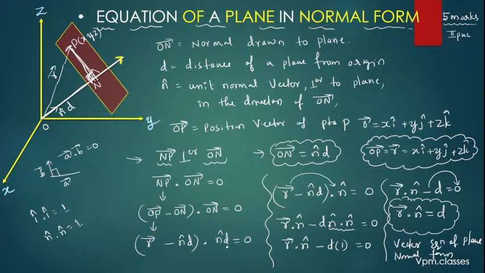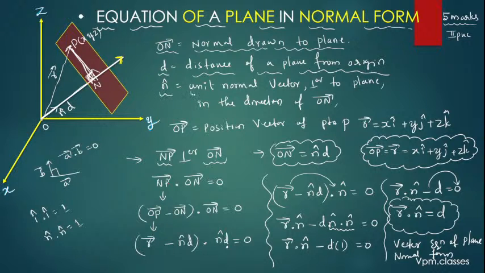We'll see how to derive the Cartesian equation of a plane here. Before that, let's go through it once again. Here ON is the line passing through the origin and perpendicular to the plane, therefore ON is treated as the normal drawn to the plane, and d is the distance of the plane from the origin. So the distance of the plane from the origin, that is nothing but your d, okay?